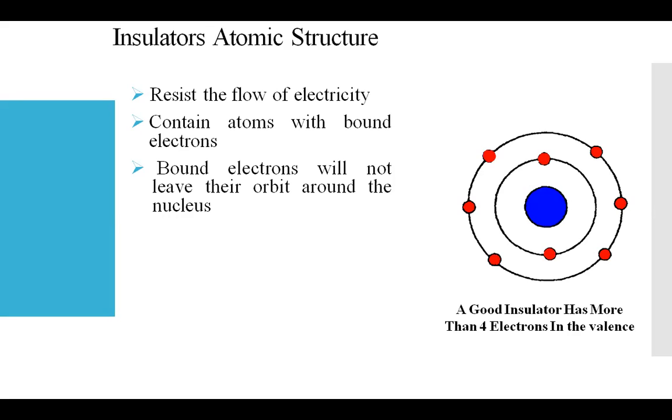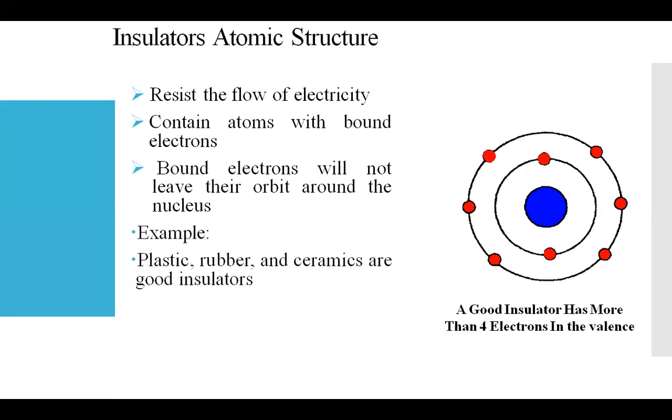Have you got it? What I'm talking to you right now? How many electrons do you have in the valence band? Can we say 4 or 6? Yes, there are 6 electrons. So we can say that it is more than 4. So a good insulator has more than 4 electrons in the valence. You can identify that from our representation also.